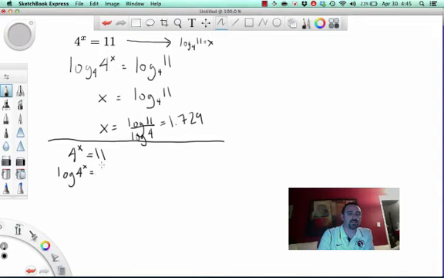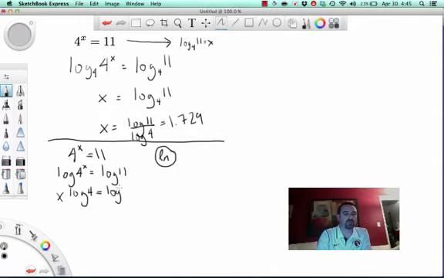Now, I'll also say that this would work equally well using log base e, ln, because ln is also a button in the calculator. Okay, so I have log base 10 of 4 to the x equals log base 10 of 11. Now, what I'm going to do here is use another property of logarithms. Log of 4 to the x is the same as x log of 4 equals log of 11.